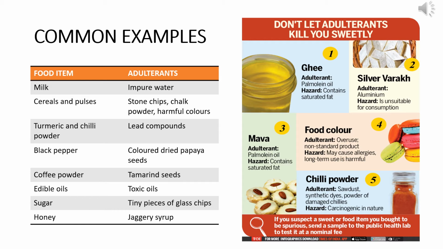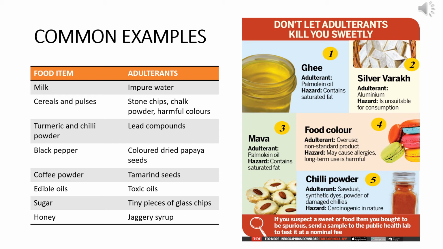The turmeric and the chili powder that we use in our everyday kitchen are actually adulterated by lead compounds. And the chili powder is also adulterated with sawdust, synthetic dyes that give the vibrant red color, and powder of the damaged chilies. The hazard that it imposes on our body is that those adulterants are carcinogenic in nature, that is, they can cause cancer when used for a long period of time.